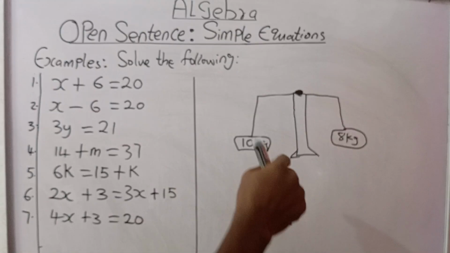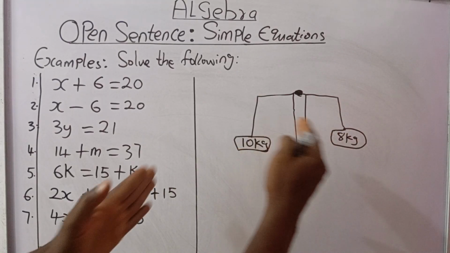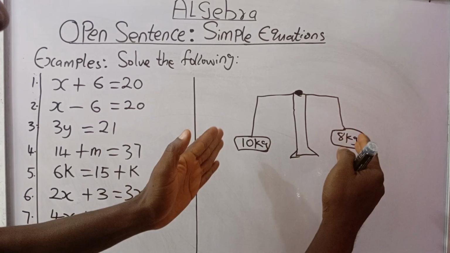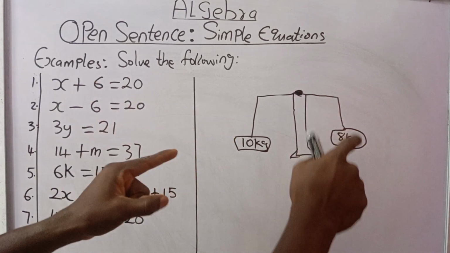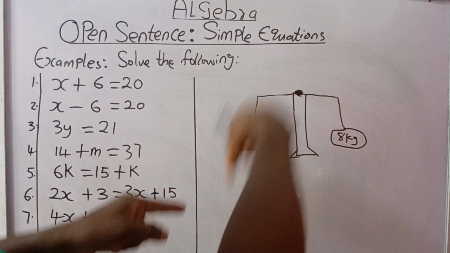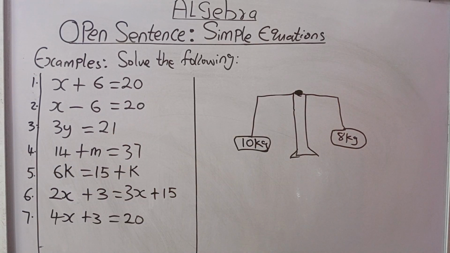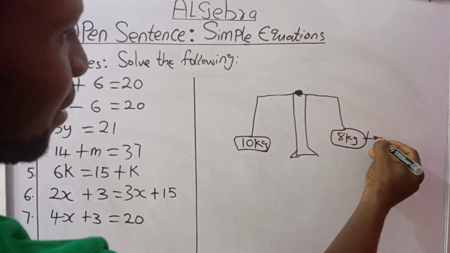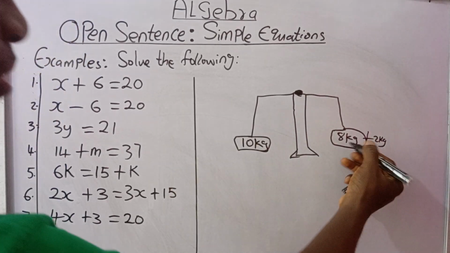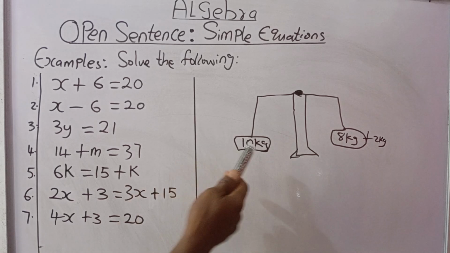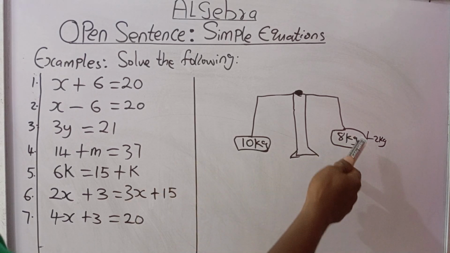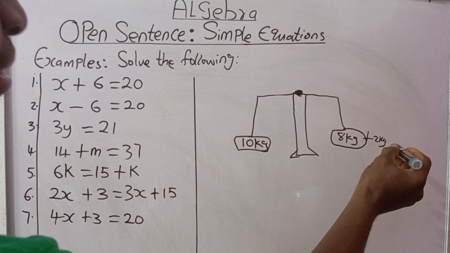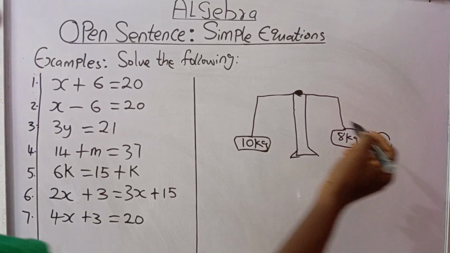What do you do to make sure that both of them have a balance? How do we ensure that both of them have a balance in such a way that it will neither go this way nor the other way? What you have to do is to add 2 kg to this particular person, so that this one will be 10 kg, and it will balance. It will neither go this way nor the other way. So the number needed for it to gain balance is 2 kg.